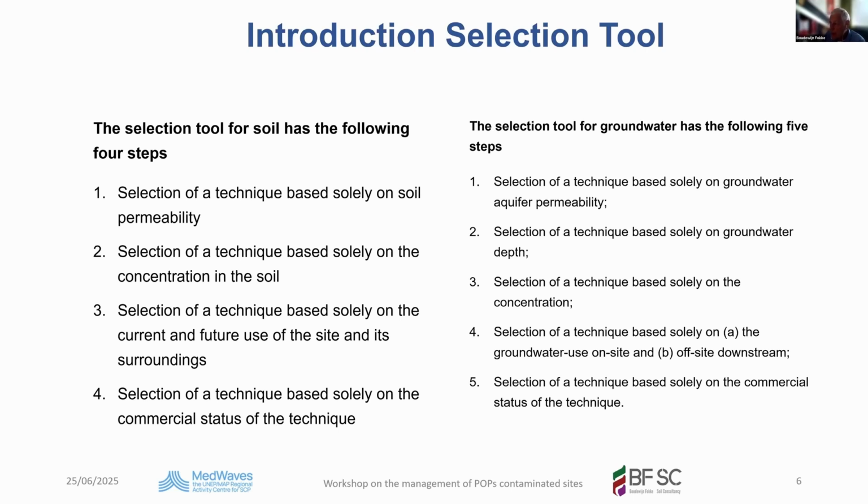Then we come to the selection tool for the groundwater. This selection tool has 5 steps. First is the permeability for the aquifer. Then the second step is selection of the technique based solely on the groundwater depth. Third step is the selection of the technique based solely on the concentration. The fourth step is the selection of a technique based solely on A, the groundwater use on-site, and B, off-site. And 5 is again the last selection step, which is the selection of a technique based solely on the commercial status of the technique, so the availability in the country. So the selection tool is separate for soil and for groundwater.